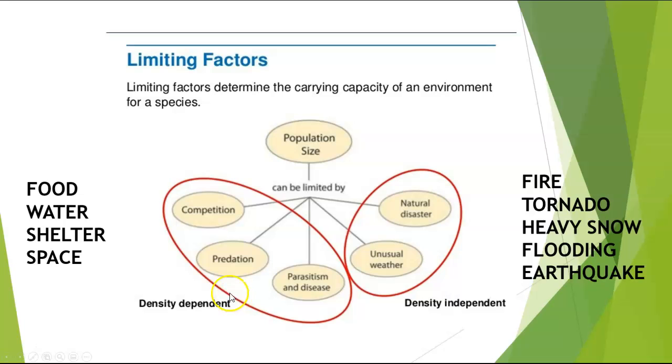So density-dependent means that the population of the organisms is dependent on whatever this factor is. Whereas density-independent, it doesn't matter how many there are, they're all going to die. So when we say that populations are regulated, that just means what are some factors that actually cause numbers of that particular species to decline or die. And so these would be the density dependent and these would be the density independent.